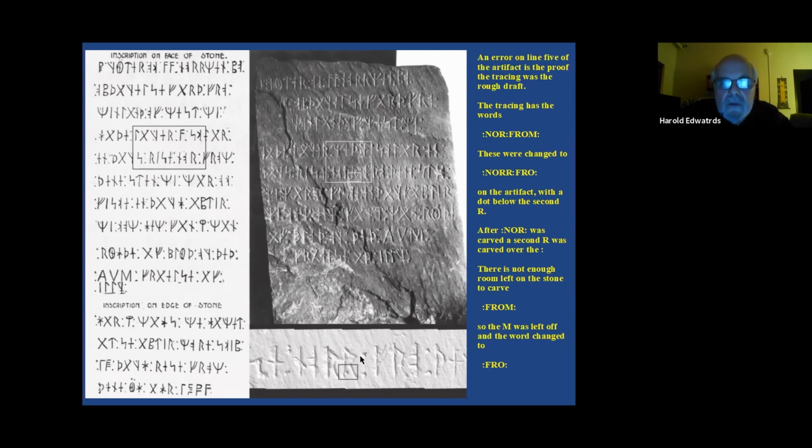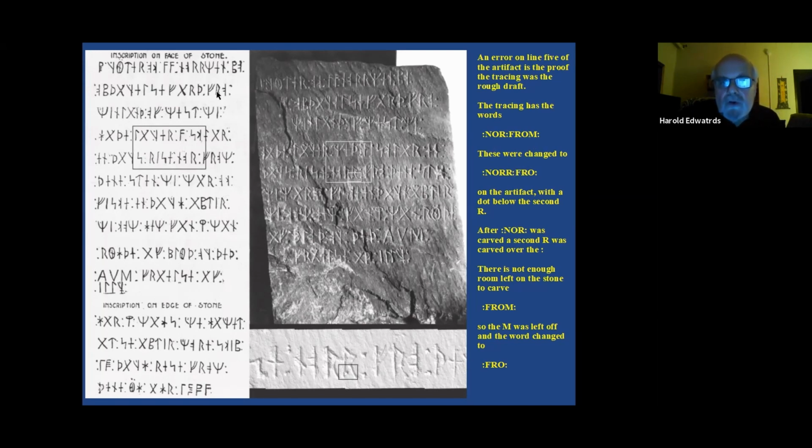And then once they did that, there's not enough room left to the left of the stone to add another letter. So they have to lose a letter somewhere. So they lose the M, turning "from" to "fro." Incidentally, "from" is an English word and "fro" is the Scandinavian equivalent. They both mean the word "from."